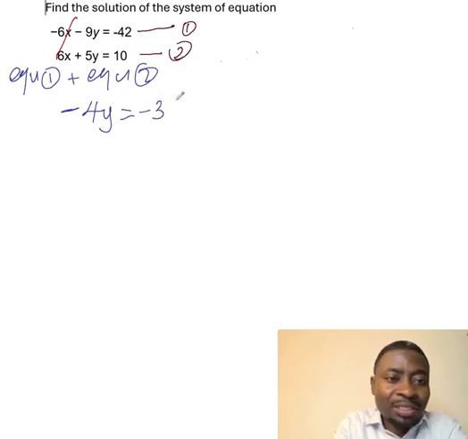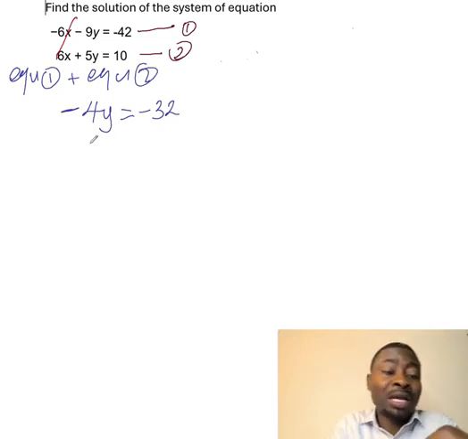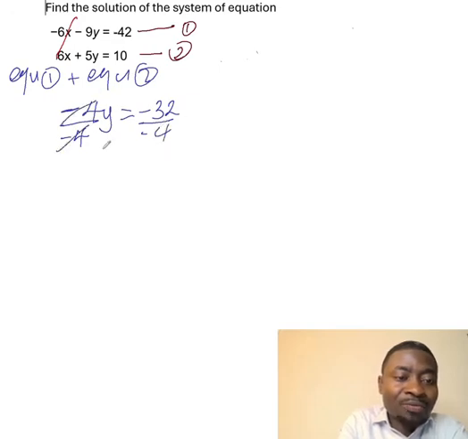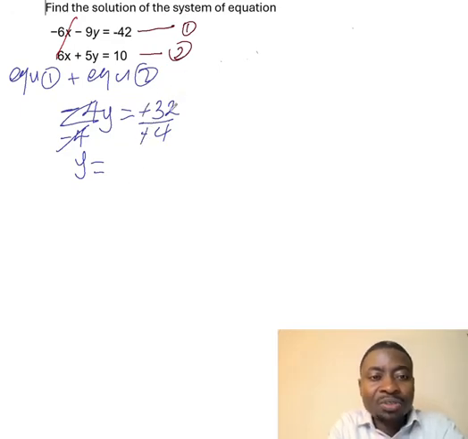Negative 42 plus 10 gives us negative 32. So the next thing I'm going to do is divide both sides by the coefficient of y, and the coefficient of y in this question is negative 4. So I divide both sides by negative 4. This goes off, so y is equal to negative divided by negative, which gives us positive. So 32 divided by 4, the answer is simply 8.